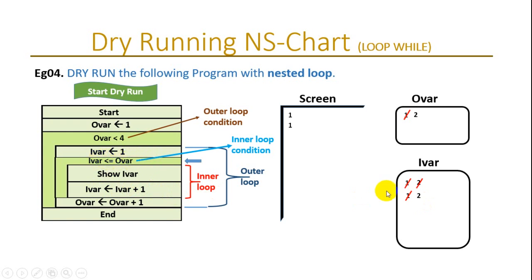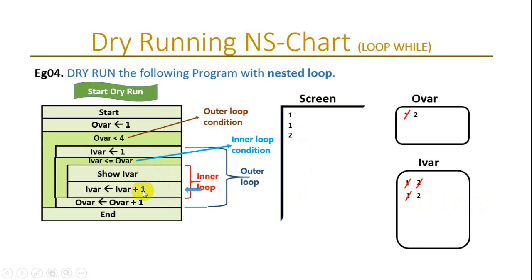Is it true? IVAR less or equal to OVAR? Yes, OVAR is 2, IVAR is 2. So it's equal. So equal also means true. So because it is true, again it will go into the loop. Show IVAR. IVAR is now 2. So 2 comes here. And then you go to the next line.